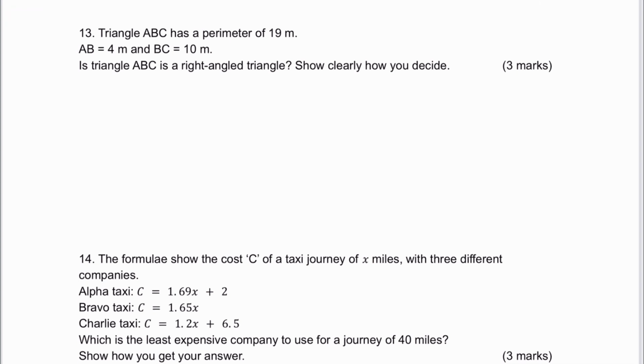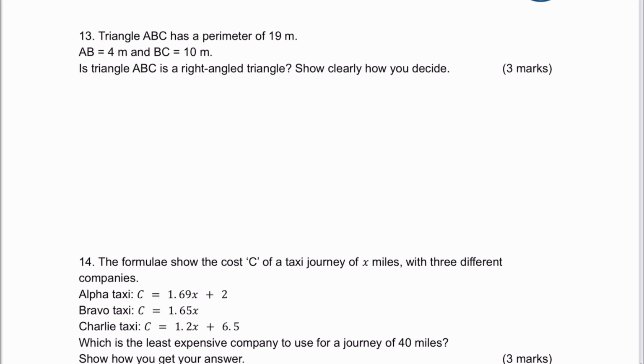Okay, so triangle ABC has a perimeter of 19 metres. Okay, so I'm actually going to change that to 22. And when you download the worksheet, you'll be able to see that. I'm really sorry, that should have been corrected. Okay, but let's have a look at the actual diagram itself.